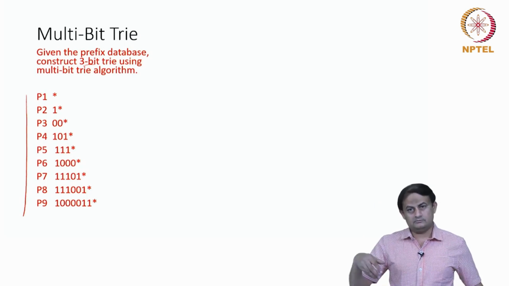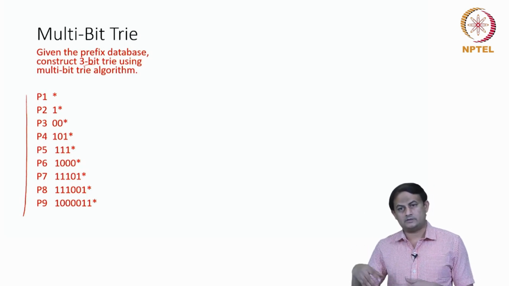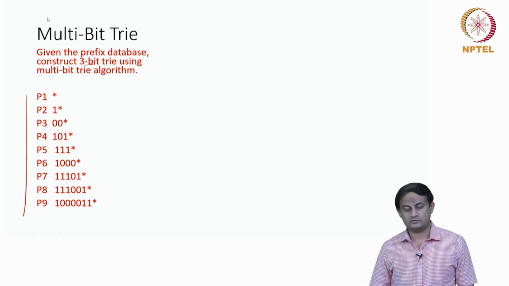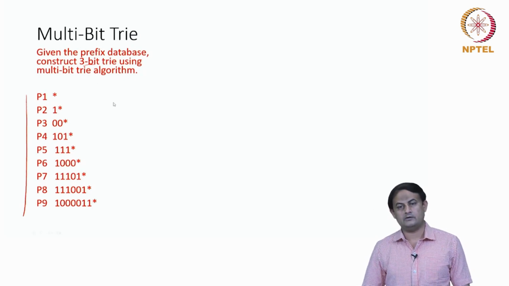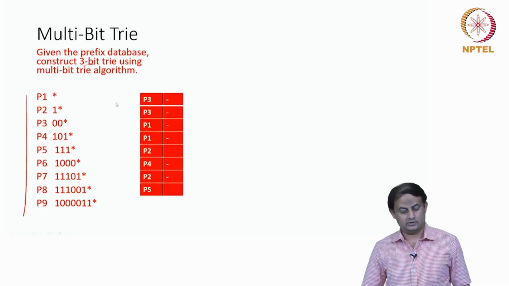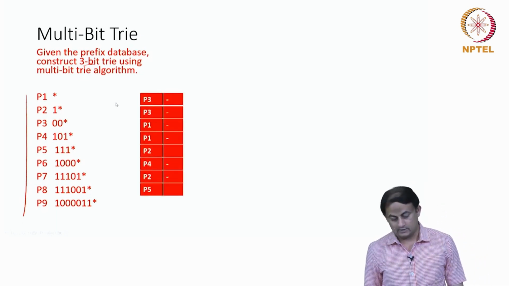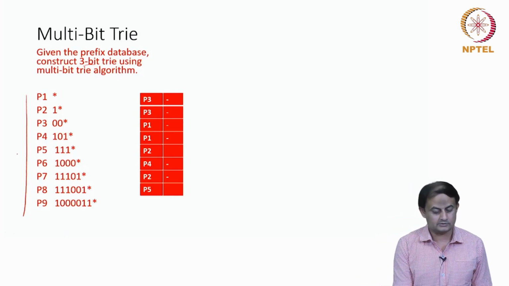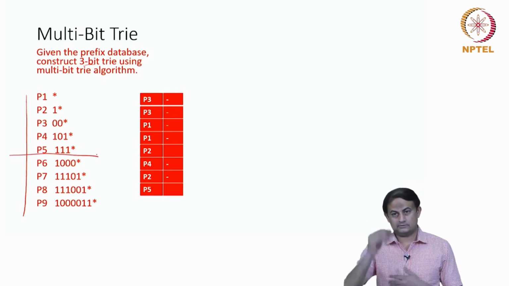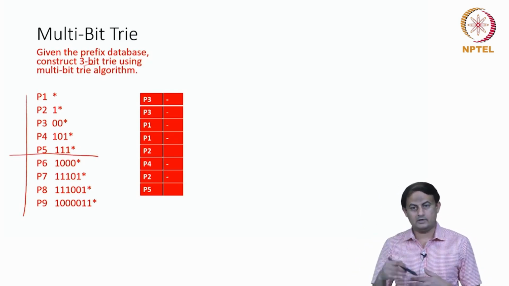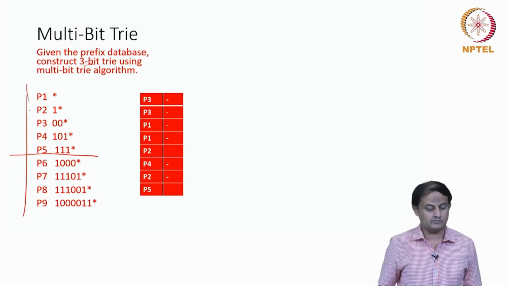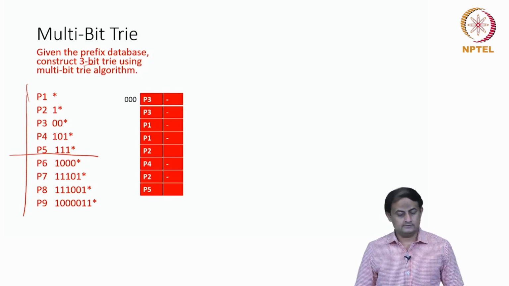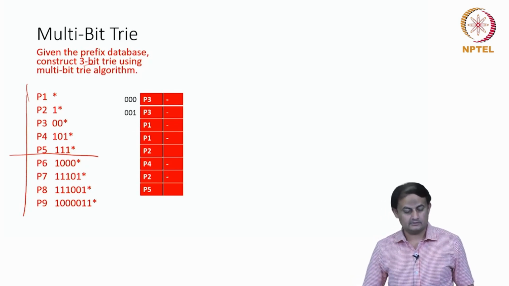So as usual, if there are 3 bits, then the table structure will have entries for 3 bits at a time, and 2 to the power of 3 is 8. So every table will have 8 entries in total. This is how the first level trie looks like. Again, as usual, the construction begins by looking at the prefixes which are up to length 3. So the first level table will have entries from prefixes P1 to P5.